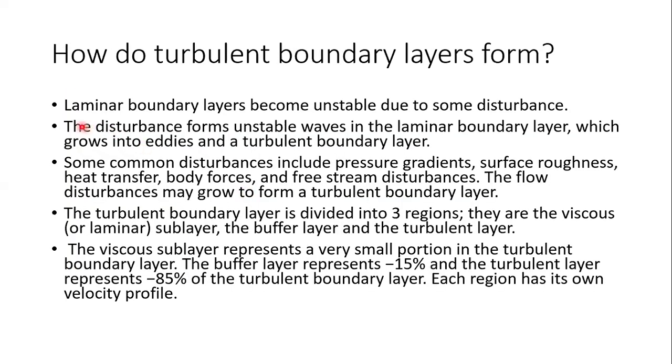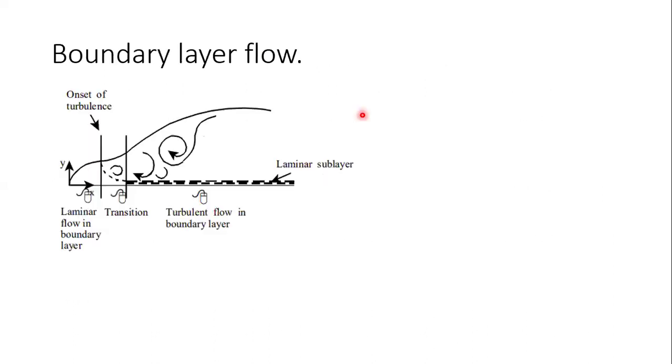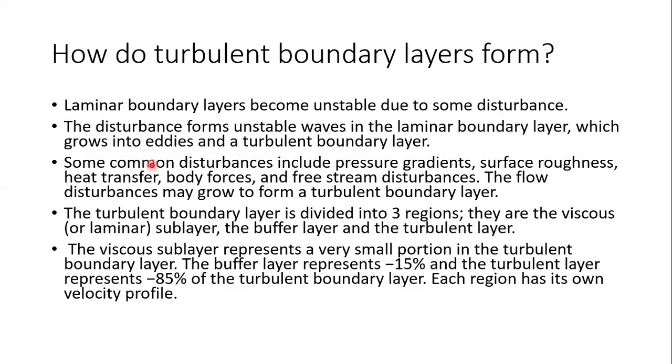So we say that the laminar boundary layer becomes unstable due to some disturbance. The disturbance forms unstable waves in the laminar boundary layer, which grow into eddies and then a turbulent boundary layer. So what we are just trying to say is that there's a laminar region here. It starts becoming unstable after some time. Then it forms an eddy. So we can see an eddy being formed here. And then it moves into turbulence. That's what they're just trying to say.